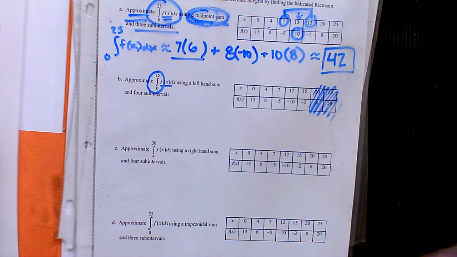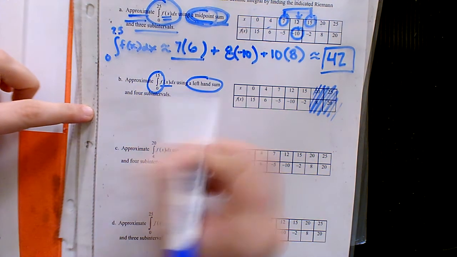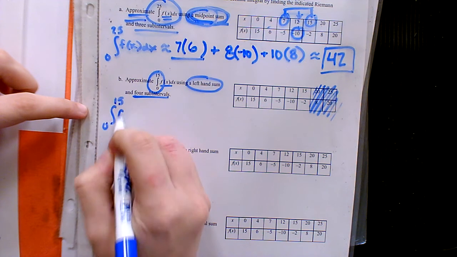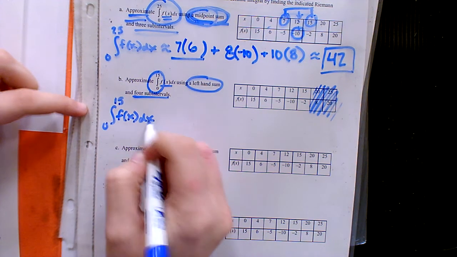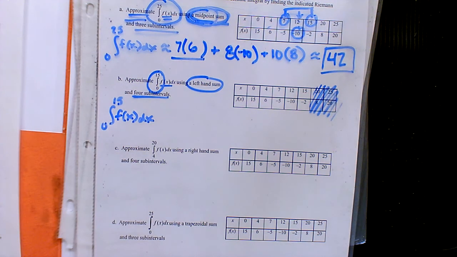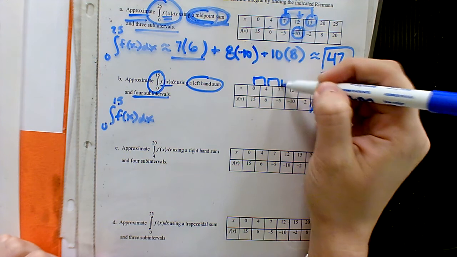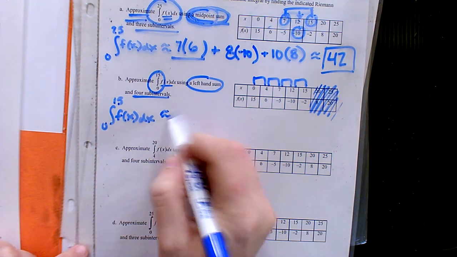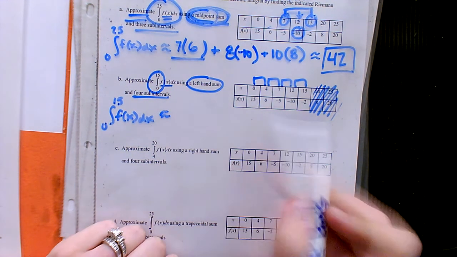Okay, so to help us with this approximation, we're going to use a left-hand Riemann sum with 4 subintervals. Can we divide up this table into 4 pieces so that where one rectangle ends, the next rectangle begins? 0 to 4, 4 to 7, 7 to 12, 12 to 15. There we go. Okay, so our first rectangle goes from 0 to 4.